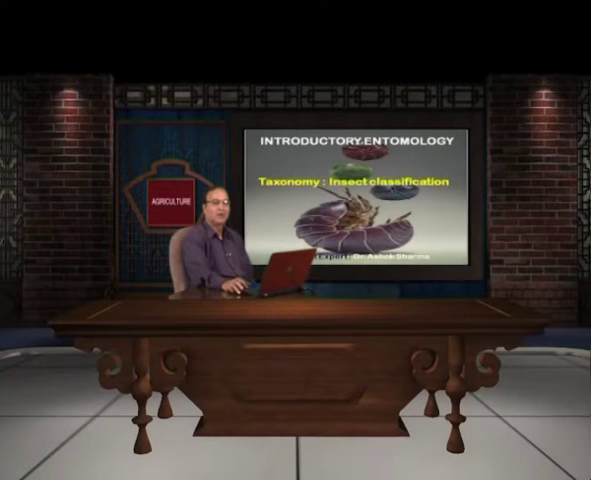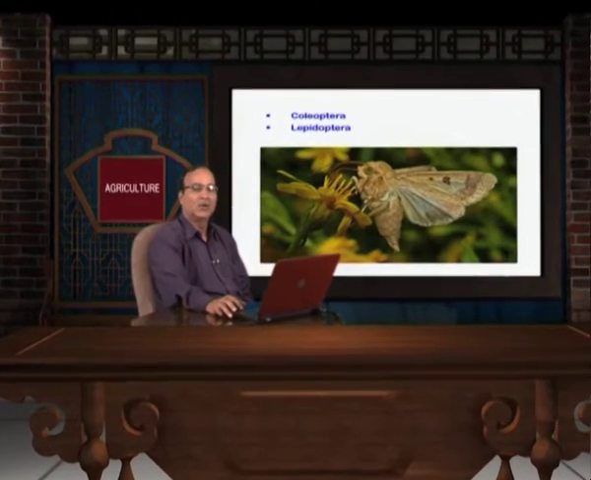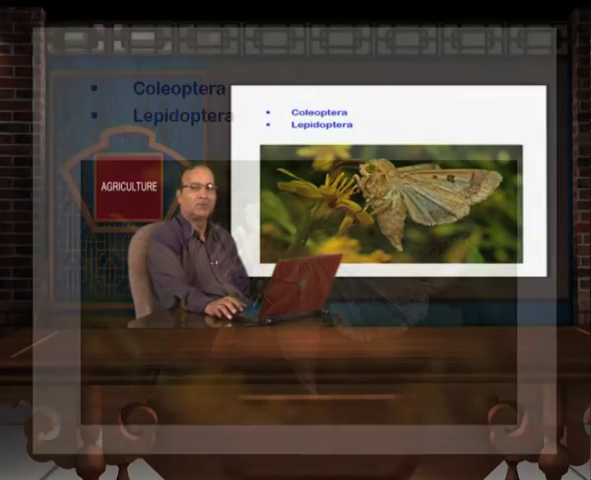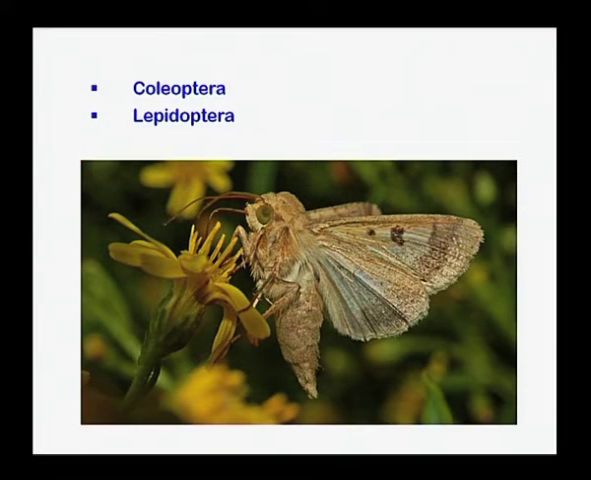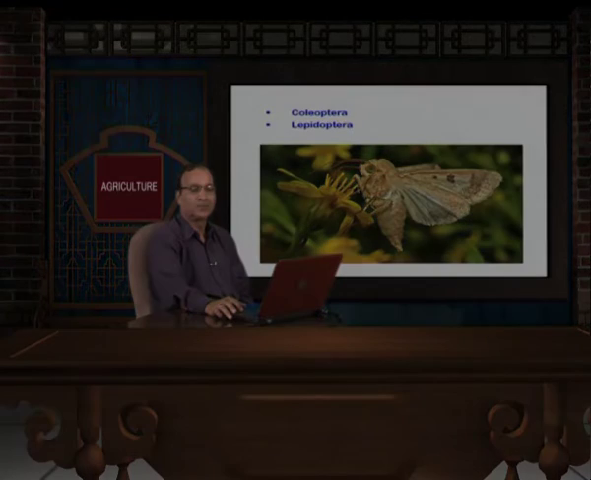Hello viewers, in this unit of insect classification, we shall discuss the characters of two important orders, that is Coleoptera and Lepidoptera, along with the classification of different families of agricultural importance, with the diagrams as well as the descriptions of the different characters associated with these families.